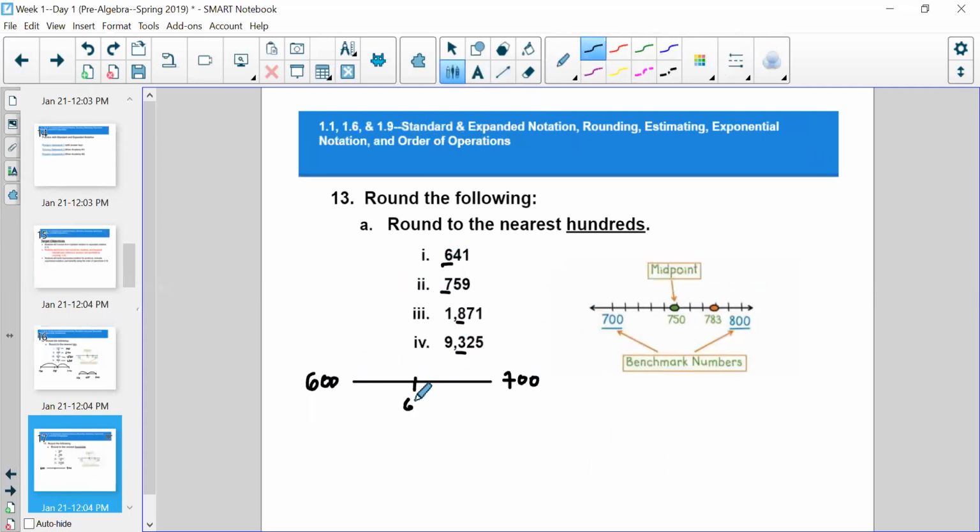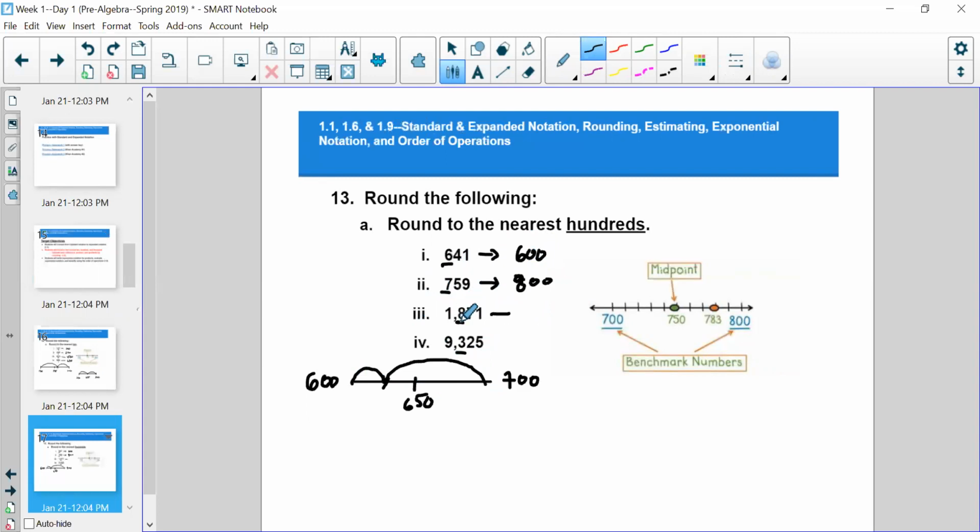With 650 falling in the middle, 641 would be somewhere over here. So it's closer to 600 than it is 700. So the nearest hundred would be 600. This would be between 700 and 800, and so this would be 700, or excuse me, around 800.